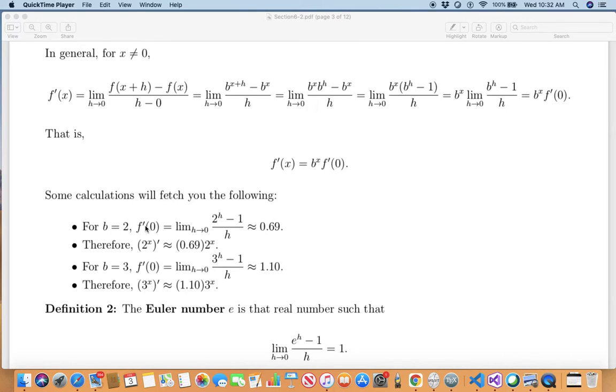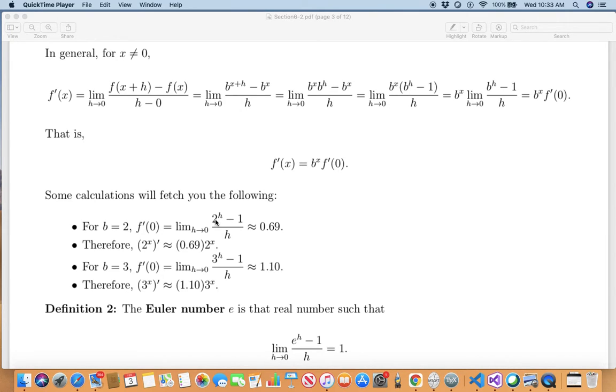When b is 2, the derivative at 0 is approximately 0.69. When b is 3, the derivative at 0 is approximately 1.10. So the derivative of the exponential function base 2 is approximately 0.69 times 2 to the power x. Likewise, the derivative of the 3 to the power x function is approximately 1.10 times 3 to the power x. Notice these two are strange numbers.